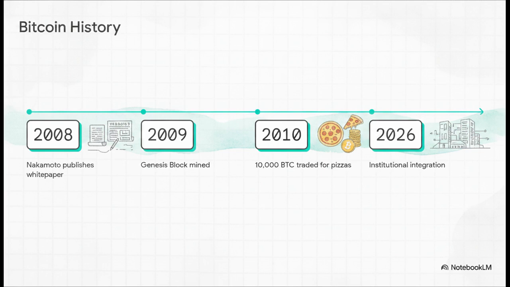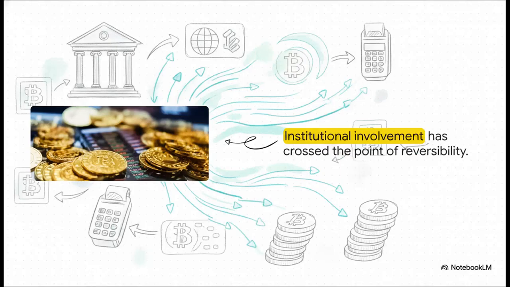Today, depending on the market, those are multi-million-dollar pizzas. Fast forward to the landscape of 2026, detailed in recent global reports, and we've shifted completely from internet forum experiments to massive global institutional integration. In fact, according to the 2026 PwC Global Crypto Regulation Report, institutional involvement has officially crossed the point of reversibility. We are no longer talking about a fringe movement of early internet rebels and cypherpunks.